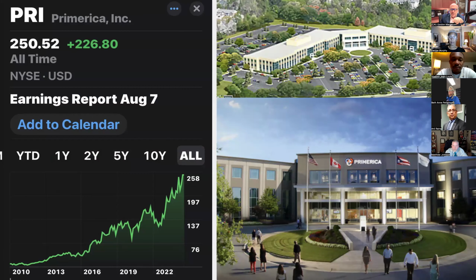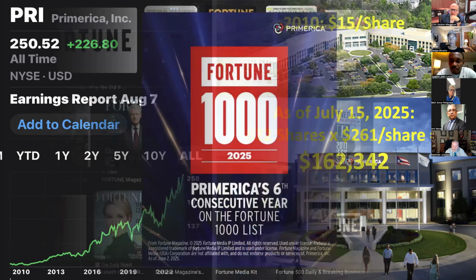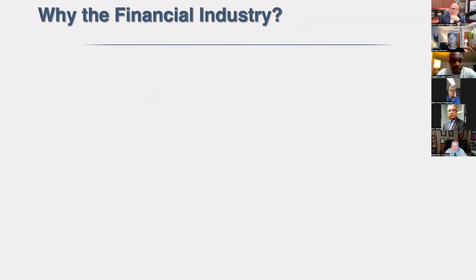Earnings report, it's 261 today. Home office in Duluth, Georgia, the largest employer in Duluth, Georgia. We've been paid a couple shekels, 162,000 just in shares and equity, which continue to grow. We'll leave it there. I like ownership.